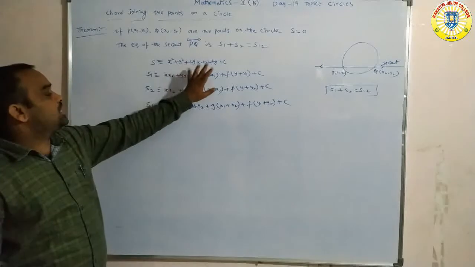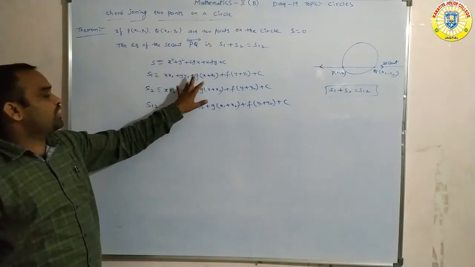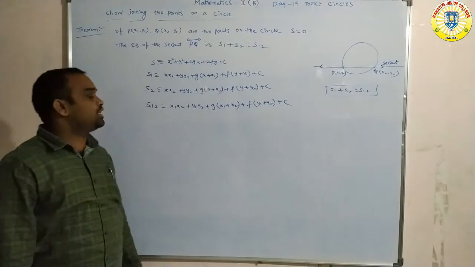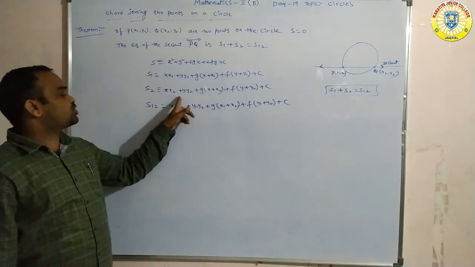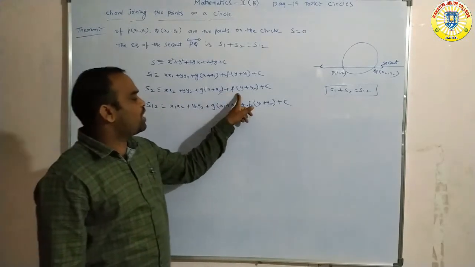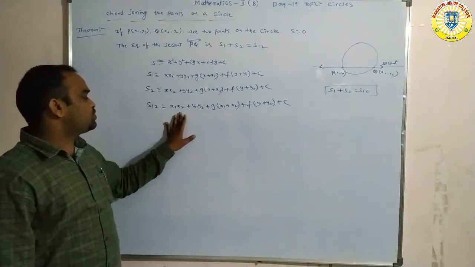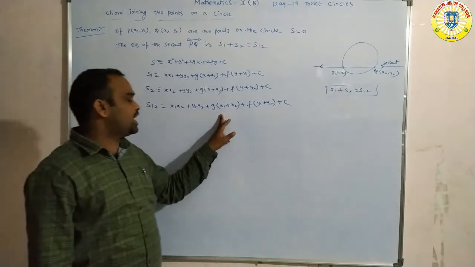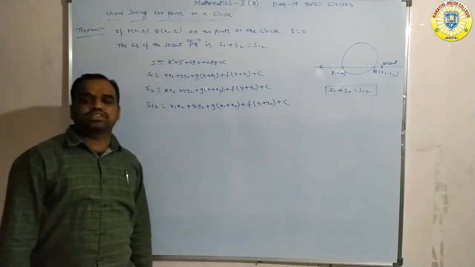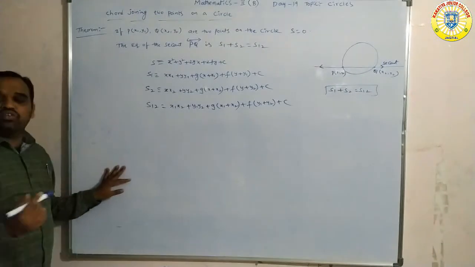Here S is the circle equation. The notation of S1 is xx1 plus yy1 plus g of x plus x1 plus f of y plus y1 plus c. S2 is xx2 plus yy2 plus g of x plus x2 plus f of y plus y2 plus c. S12 is x1 x2 plus y1 y2 plus g of x1 plus x2 plus f of y1 plus y2 plus c. This is the notation of S12.